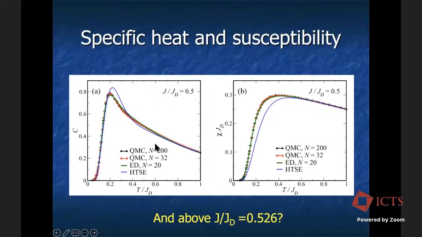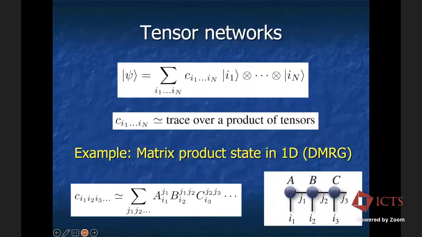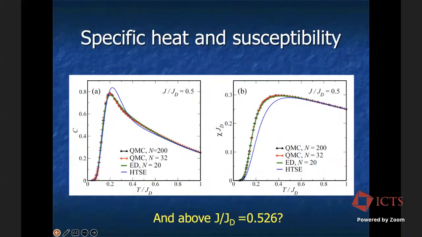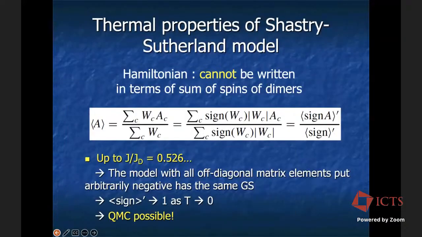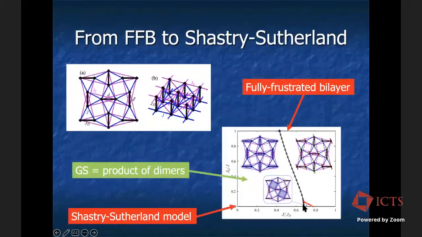Unfortunately, if we look at the phase diagram of the Shastry-Sutherland model here, the interesting physics doesn't take place below 0.52. It takes place rather in the range 0.6 something. So we have a problem.